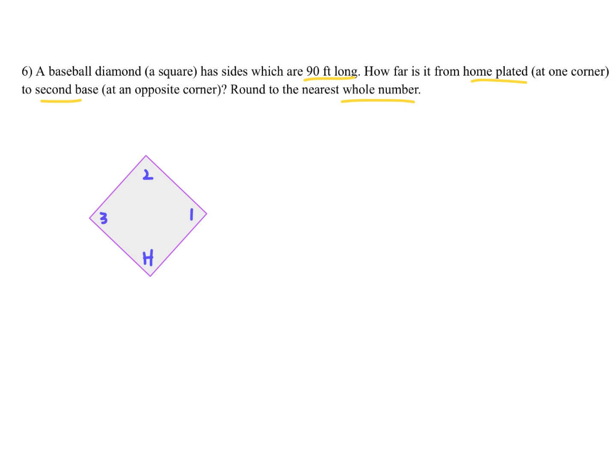And it said that from home to first base is 90 feet, from first to second is 90 feet, second to third is 90 feet, and third to home is 90 feet. The question asks, if you're like a catcher or something, how far is it from home plate to second base? So here's our right angle kind of over to the side here. So that would mean we're looking for the hypotenuse. So following our formula, a squared plus b squared equals c squared, we're looking for the c. So across from the right angle is the c. That's what we're looking for.